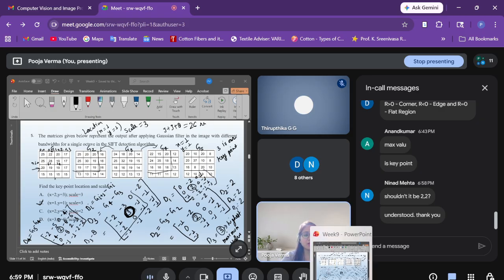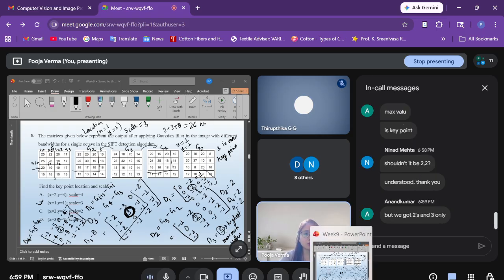We got twos and threes only. What does it mean, Anand? So 2,2 you can represent also, but it depends on the question as well. So here at the location 2,2 the scale is 2, but it is not the correct one, right? Because we need to get the maximum value.